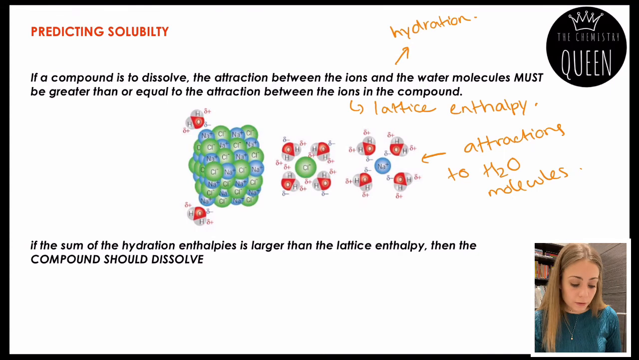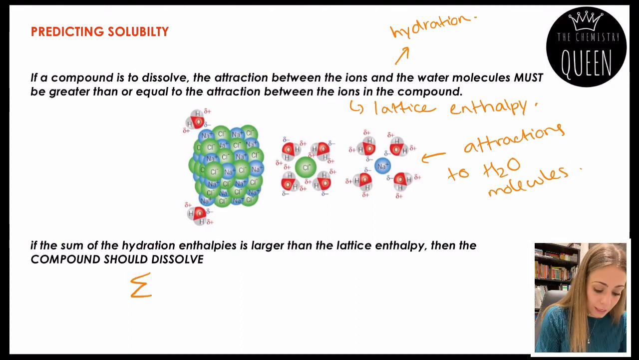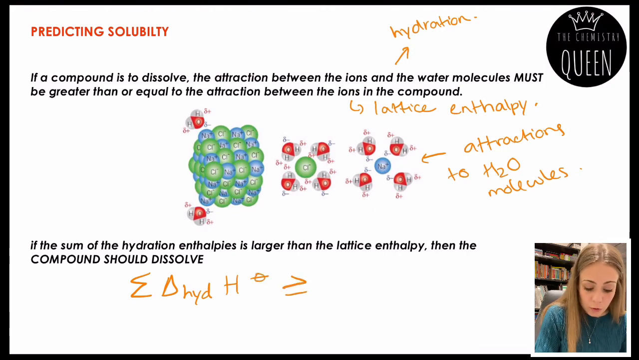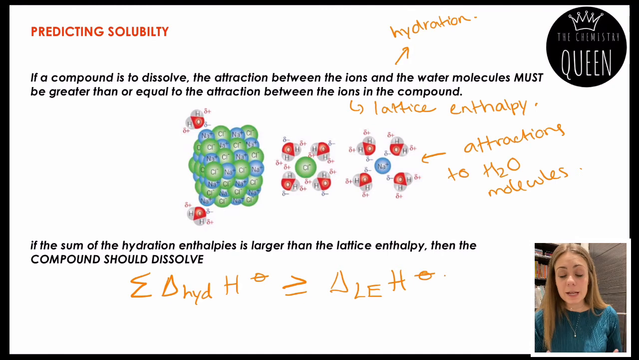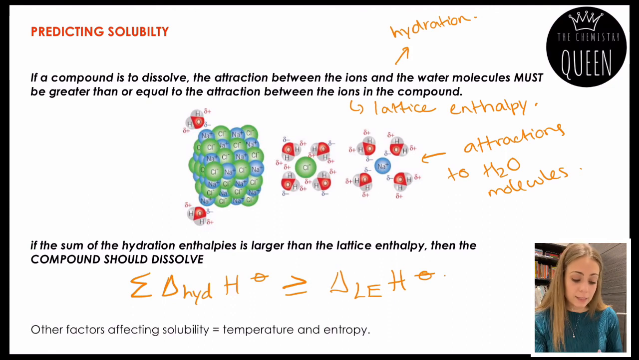So in other words, if the sum of the hydration enthalpies is larger than the lattice enthalpy, then the compound should dissolve. So mathematically, the sum of the hydration enthalpies of the ions in the compound must be greater than or equal to the lattice enthalpy of the compound. And if that is the case, then we can predict, or we can make the assumption, that the ionic compound will dissolve in water. However, there are other factors to take into account, such as temperature and entropy.